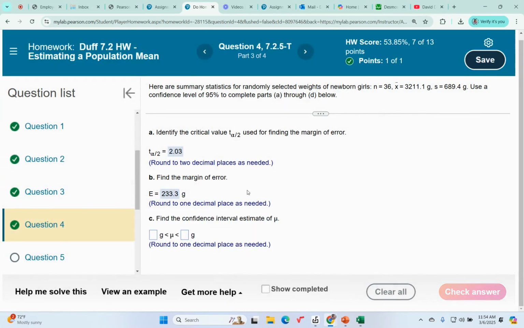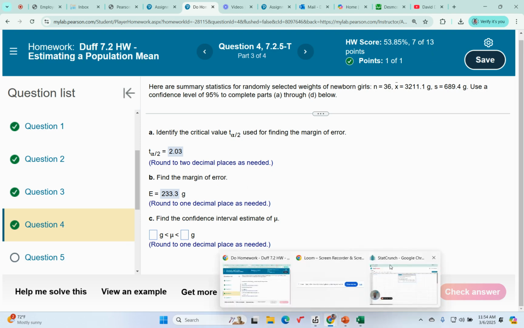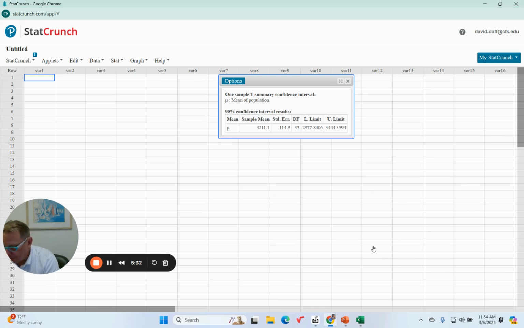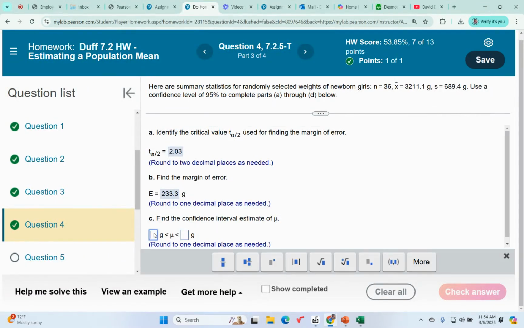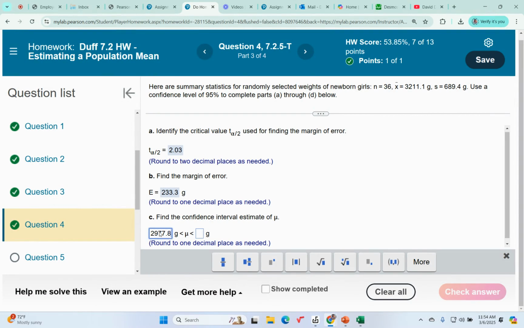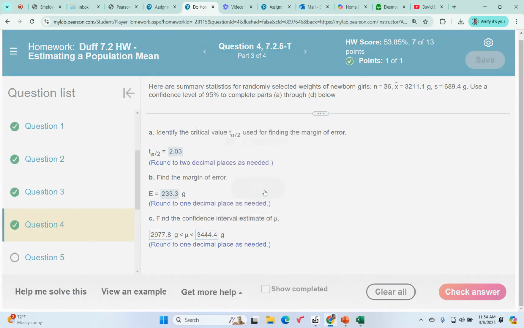All right. And then the confidence interval, we calculated that in the same area. Our confidence interval is going to be from 2977.8 to 3444.4. So we can enter those values, 2977.8 up to 3444.4. And that is our confidence interval.